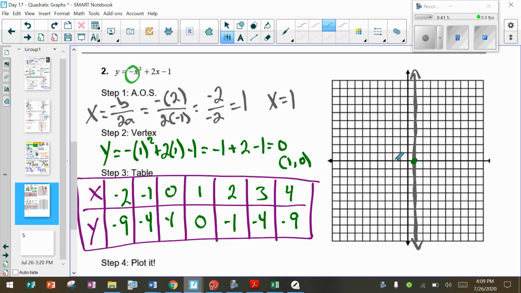Negative 2, negative 9, negative 1, negative 4, 0, negative 1. And since our points are symmetric on each side, it makes it a little easier to graph. And then when I connect them, I try to do it nice and curved to show that it's a parabola, not a V shape. It is a parabola.